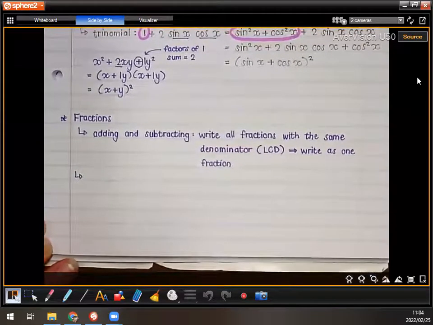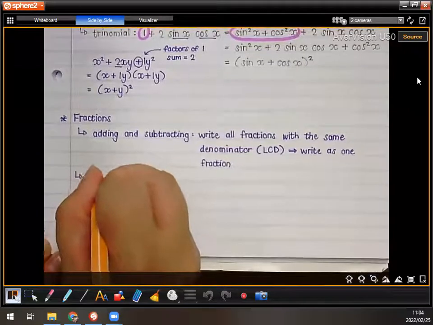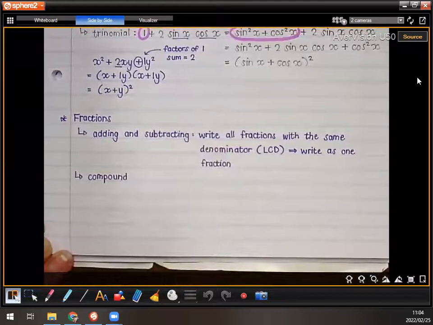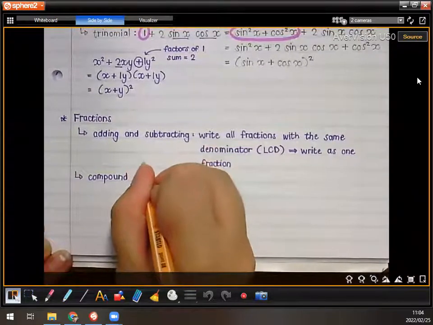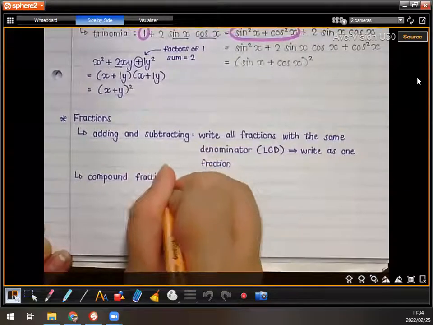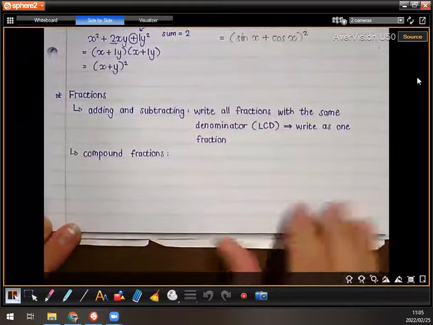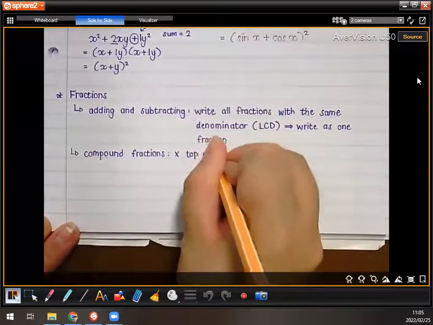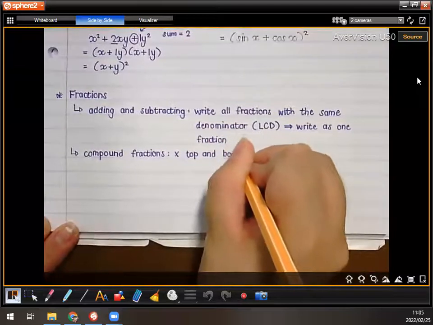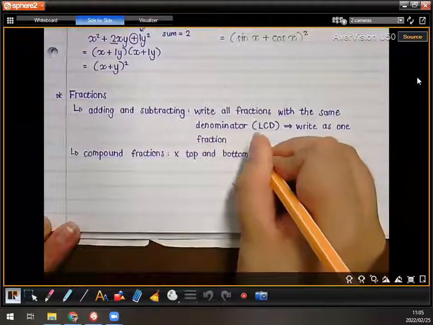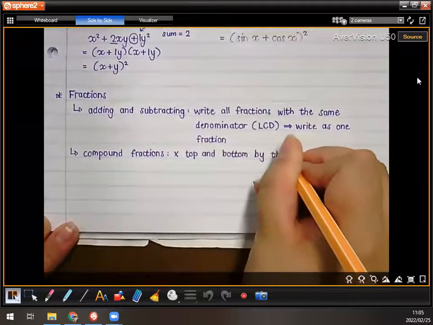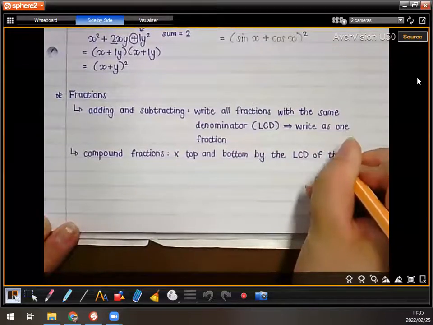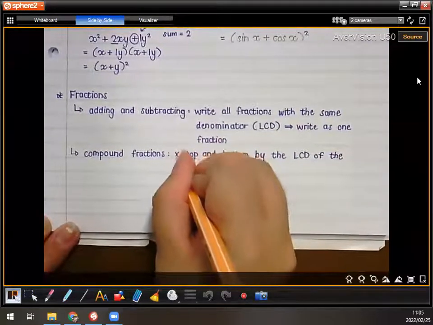It's giving you a compound fraction. Does anyone remember what that means? It has fractions within a fraction, or even one fraction within a fraction. So compound fractions: to simplify that, you are going to times the top and bottom by the LCD of the inner fractions.